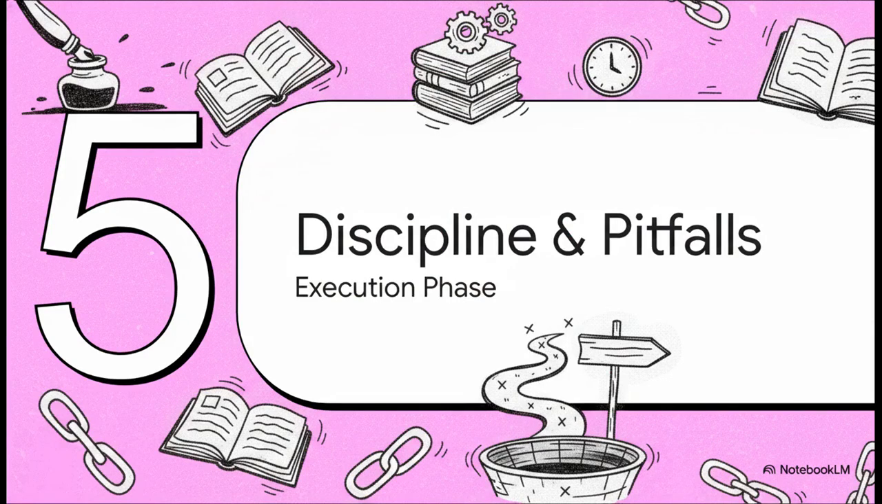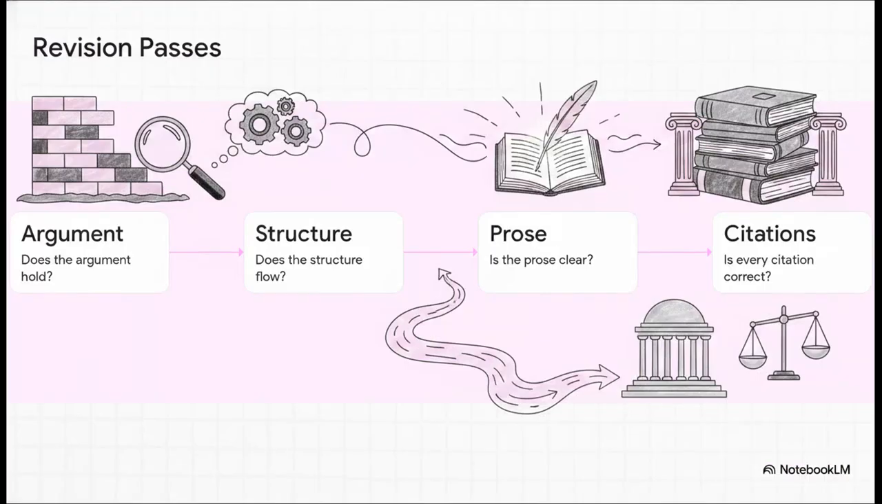Section 5, Writing Discipline and Pitfalls. To actually execute all this well, you have to follow a totally counterintuitive rule. You need to draft your substantive chapters first and write your introduction last. Think about it. Your introduction needs to accurately preview a finished argument, and you simply don't have that argument until you've written it out. Also, get your supervisor's feedback early. Don't wait until you have a perfectly polished draft. And when it comes time to revise, you must insist on doing it in 4 distinct passes, rather than trying to fix everything all at once.